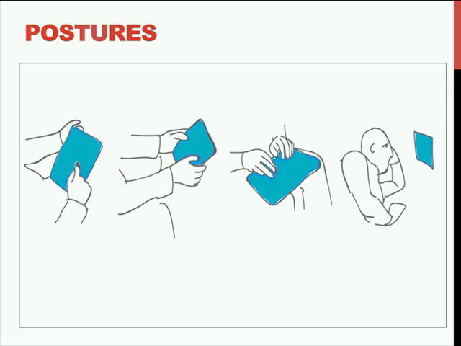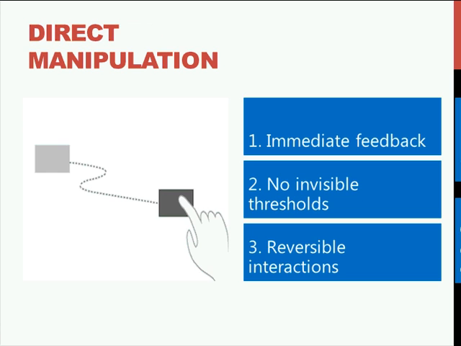Okay, right, on to the next one. So, like I said before, touch or no touch, only 2 states, which also implies that you need to be able to do the manipulation directly. That means that if people touch the screen, they need to be able to get immediate feedback, that there are no thresholds, and that every interaction that you're doing is reversible.